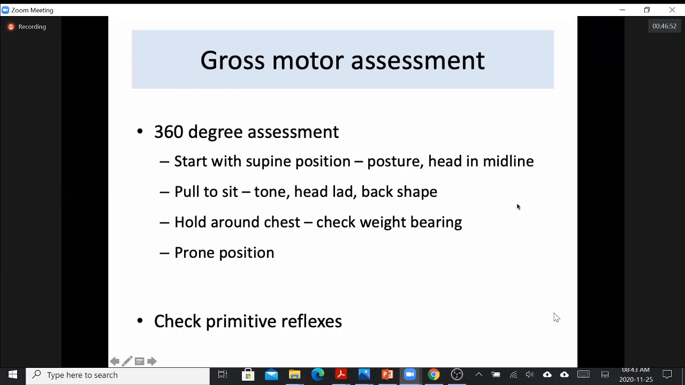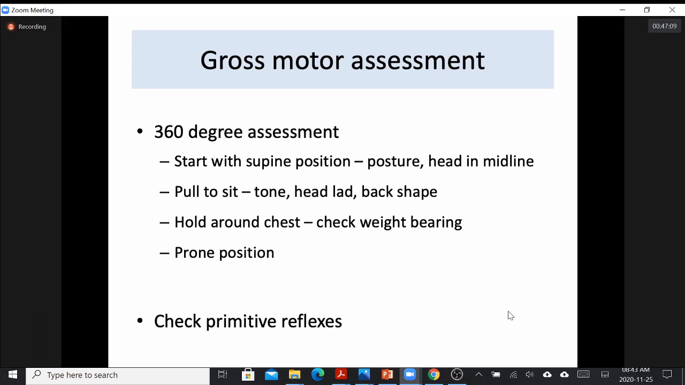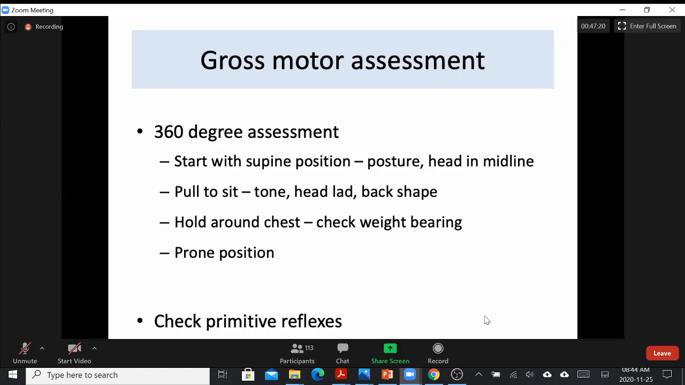We start with the supine position, that is, the baby is lying down with the face up. You look at the posture, and you see whether the baby can keep the head in midline. If you remember your milestones, they can keep the head in midline only around 3 months. Then in the same position, you pull the baby up with the arms, and with that you assess the tone, head lag, and the back shape. Then you lift the baby up, that is called the vertical suspension, and you check weight bearing.